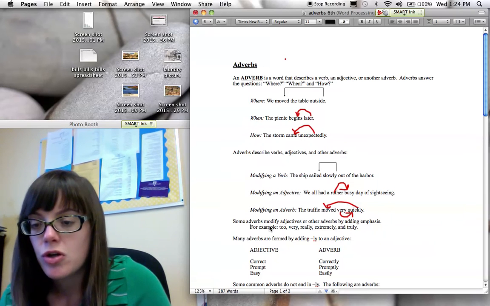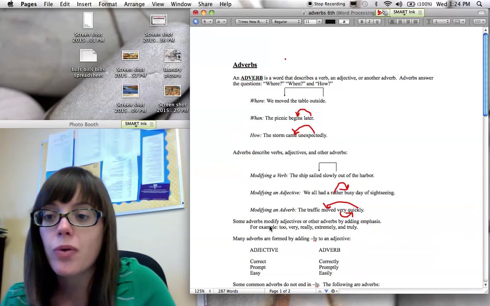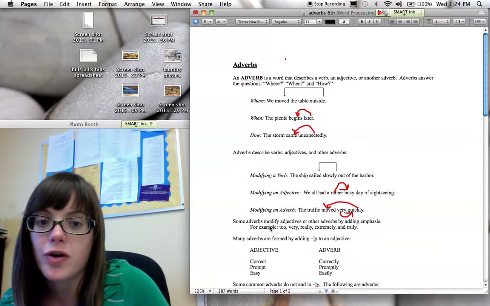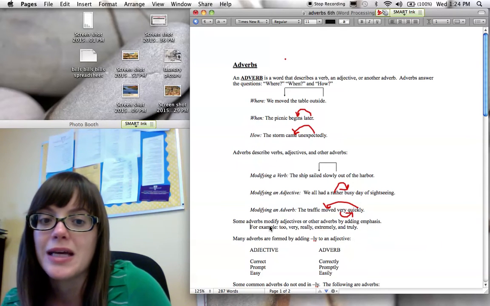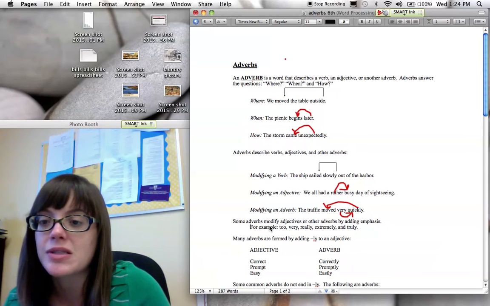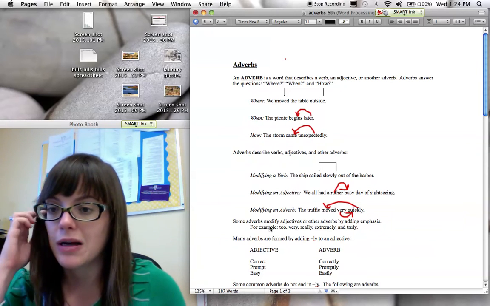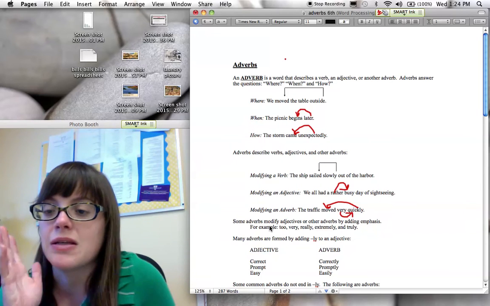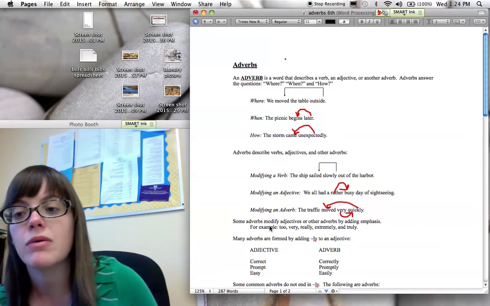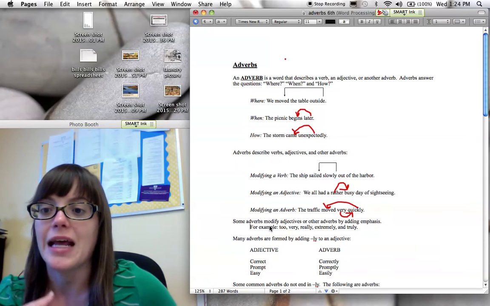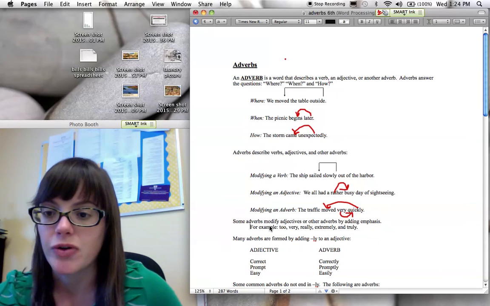All right, now some adverbs modify adjectives or other adverbs by adding emphasis. And that means showing that they're really important or really big or really great. So for example, too, very, really, extremely, and truly. Okay, so instead of just saying something is good, I can say it's really good. Instead of just a delicious piece of cake, it's a very delicious piece of cake. So adverbs can also help us in those situations by adding emphasis to adjectives or other adverbs.